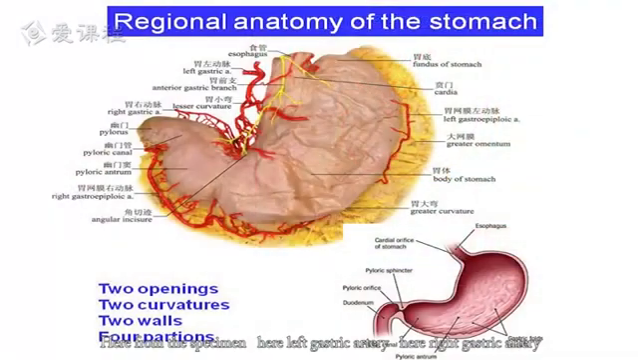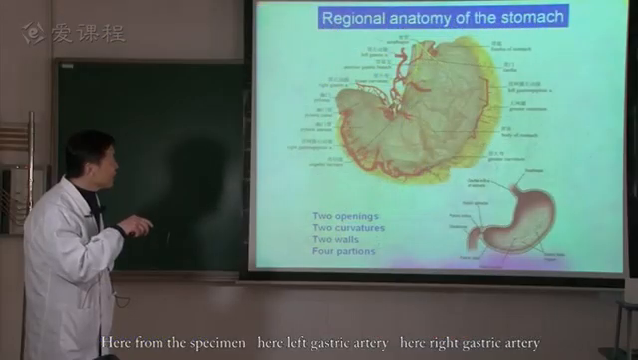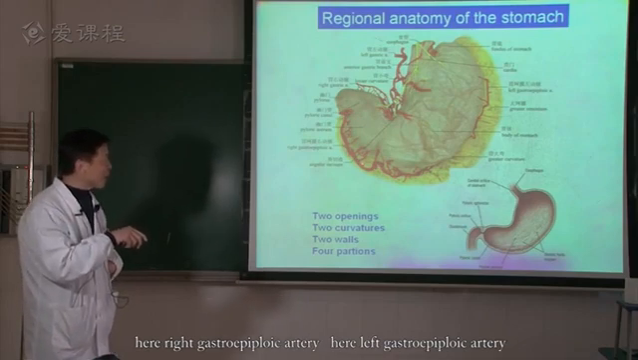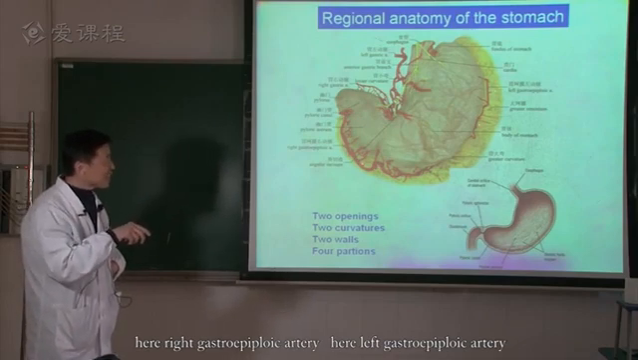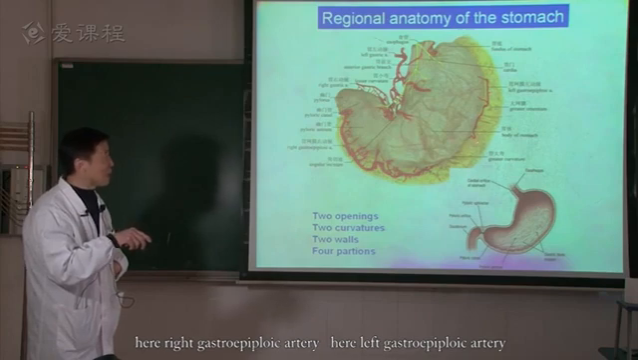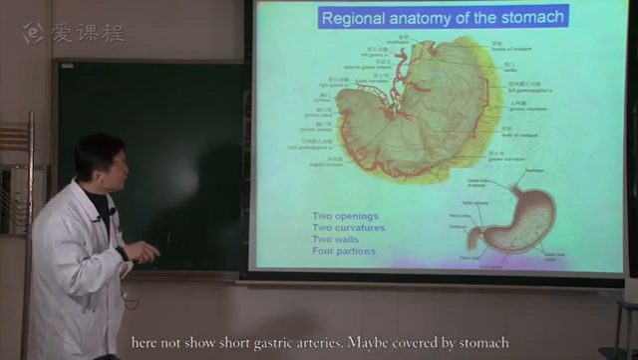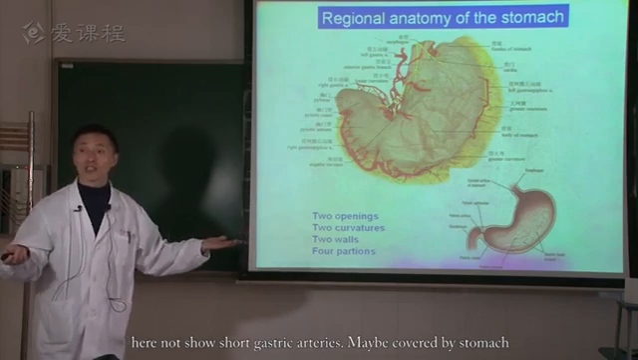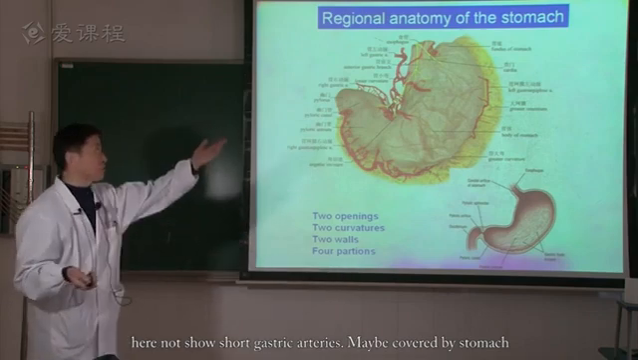Here is a specimen. Here, the left gastric artery. Here, the right gastric artery. Here, the right gastroepiploic artery. Here, the left gastroepiploic artery. Here, the short gastric artery is not shown. The short gastric artery may be covered by the stomach.